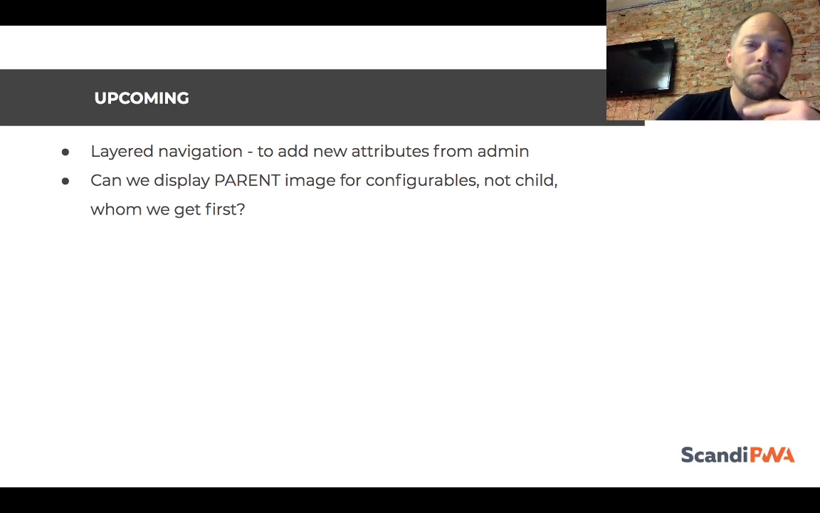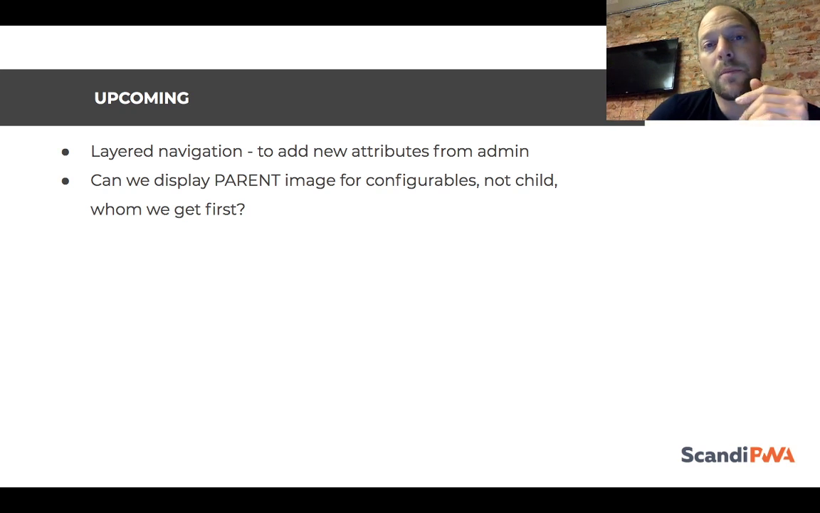Currently, to add more attributes for layered navigation, you need to update 2 files. So this situation will be radically simplified in about 2 weeks, when it will be just a standard Magento use in layered navigation, and you get it there on a product listing page. And we also will look into configurable products if we need to give more options for showing the main image on product listing page.